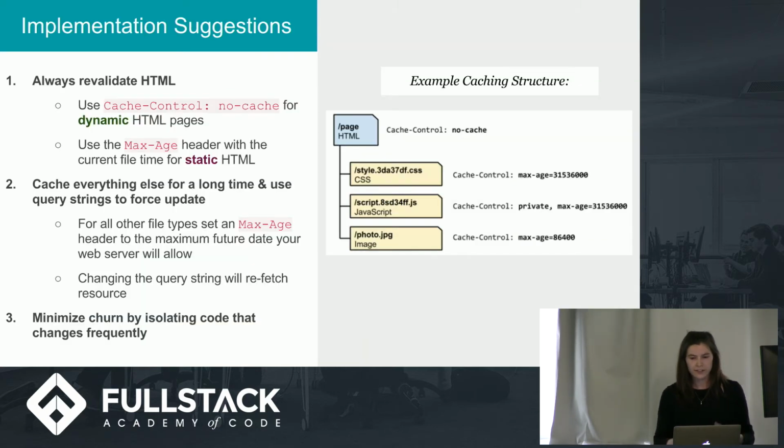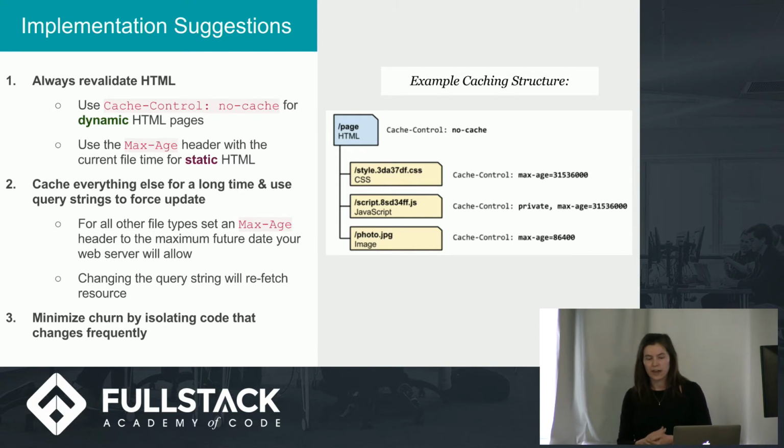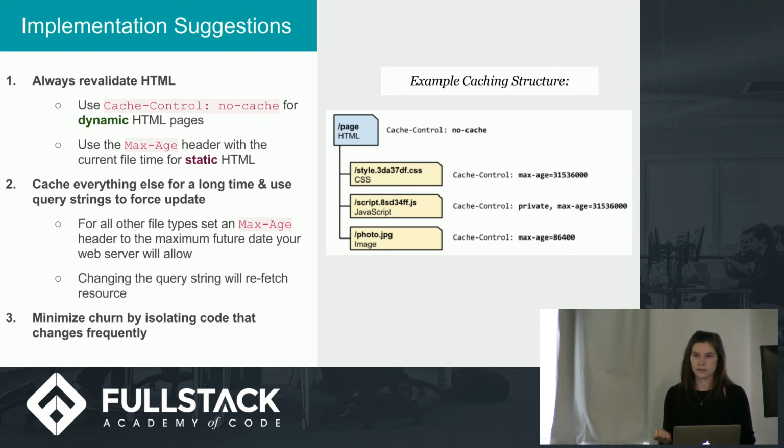Right, so these are just some suggestions about how to use the cache effectively. For HTML, it's a good idea to always check with the server to see if there's something more recent available, because you never want your client to be looking at something that's stale. So you should be using the no cache header, or determining what the max age of your document is. That could be a few minutes, it could be hours, it could be days.